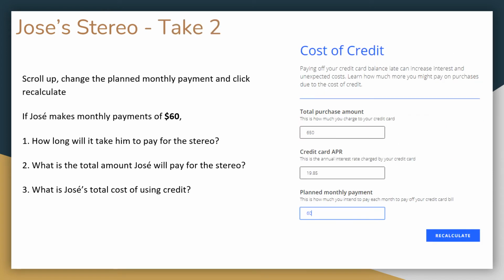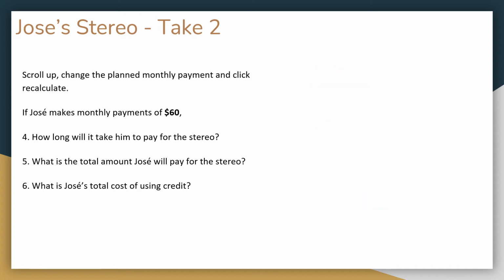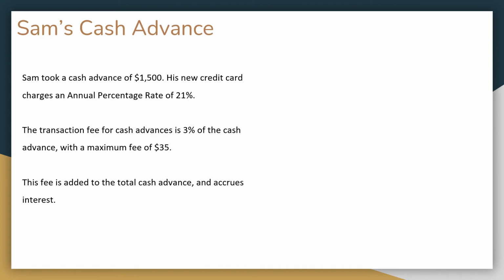$259.54. Now let's scroll up and just change the planned monthly payment to $60 and click Recalculate. Everything else stays the same. If Jose makes monthly payments of $60, it will take him 13 months to pay off the debt. The total amount Jose will pay for the stereo will be $722.20, and Jose's total cost of using credit will be $72.20. Let's go over a different scenario.